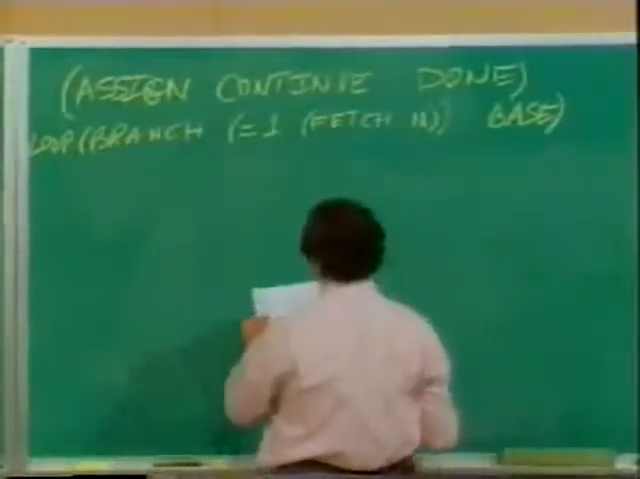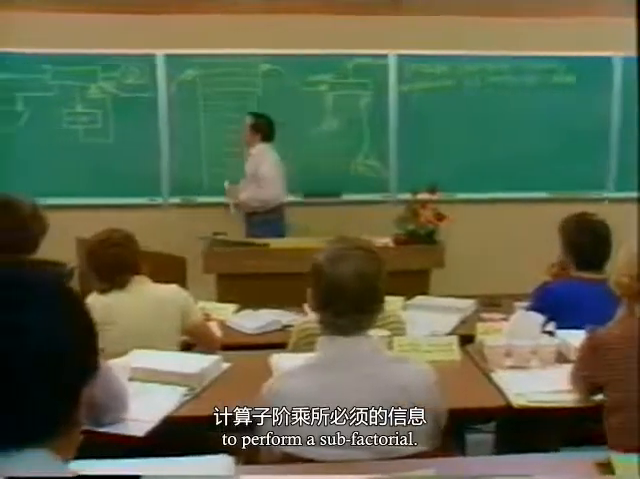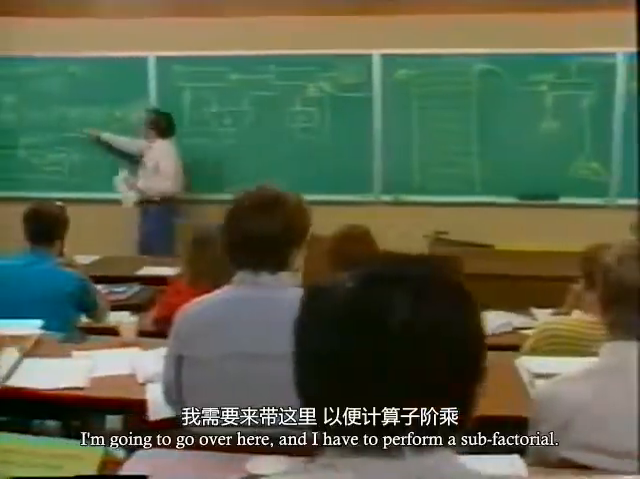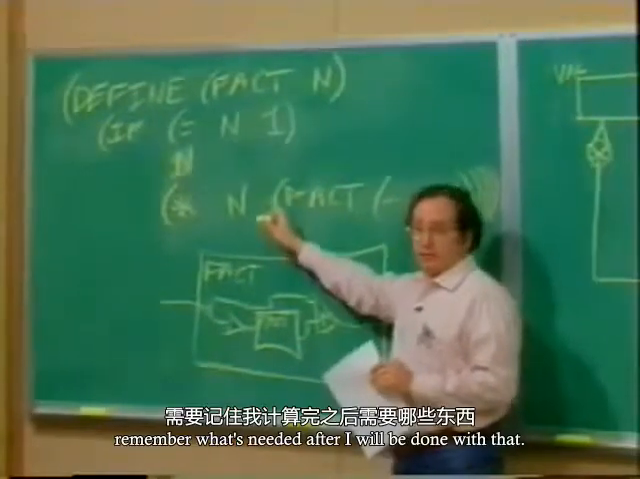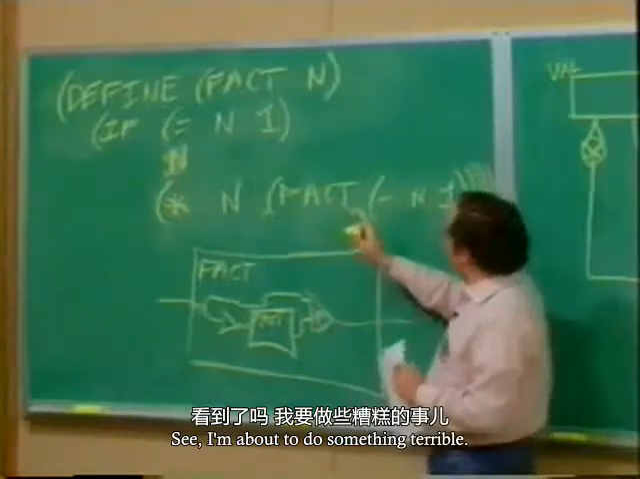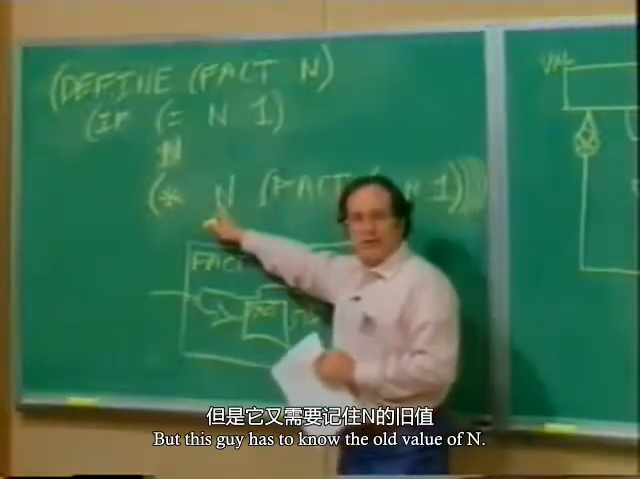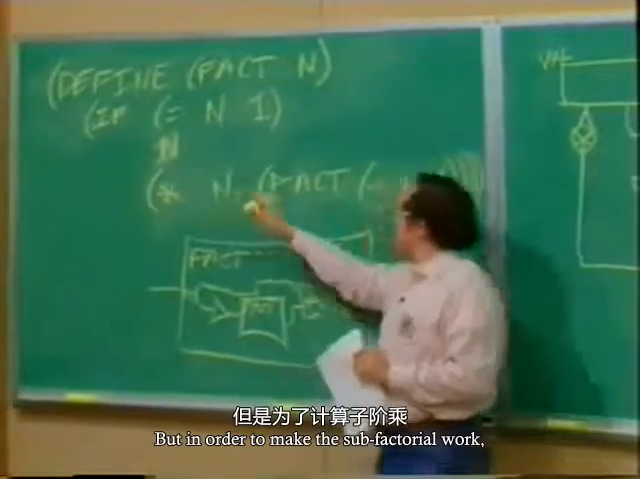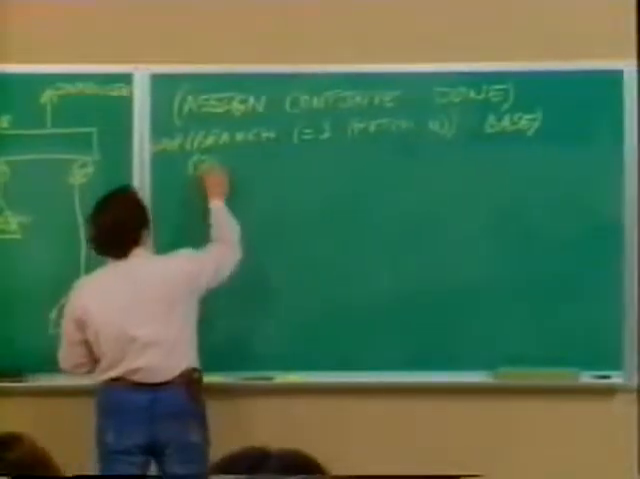the simple case. Otherwise, I have to remember the things that are necessary to perform a subfactorial. I'm going to go over here and I have to perform a subfactorial. So I have to remember what's needed to do that. Remember what's needed after I will be done with that. See, I'm about to do something terrible. I'm about to change the value of n. But this guy has to know the old value of n. But in order to make the subfactorial work, I have to change the value of n. So I have to say, remember the old value. And I also have to remember where I've been. So I save up continue.